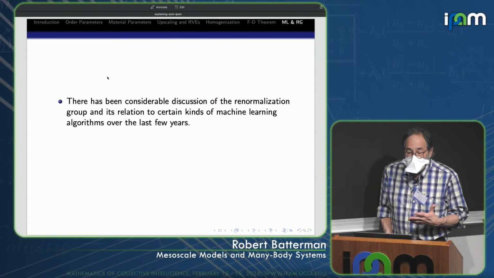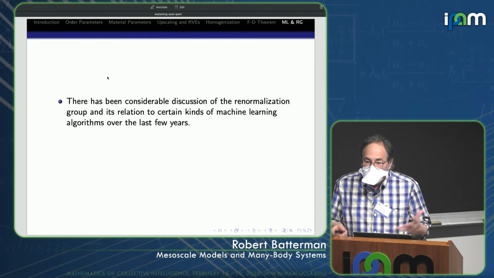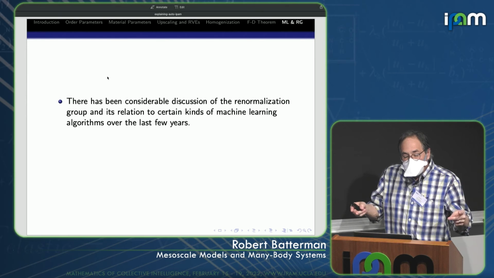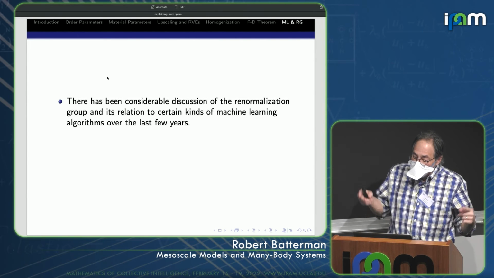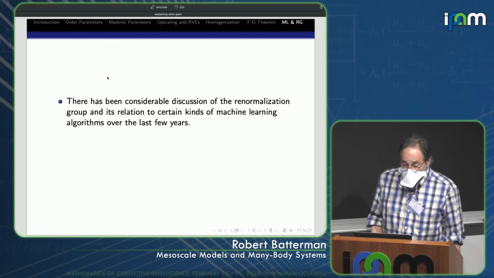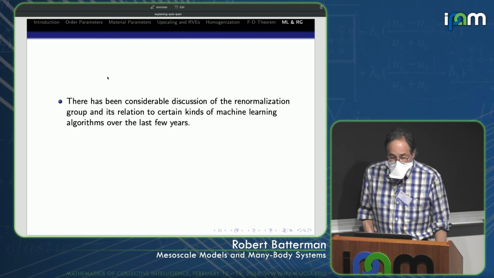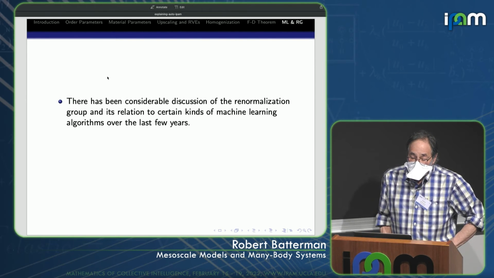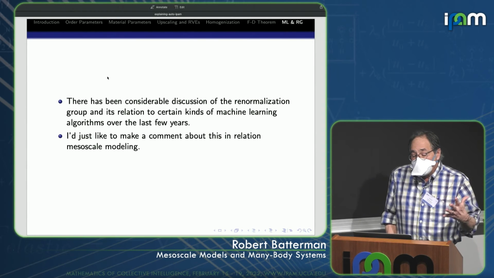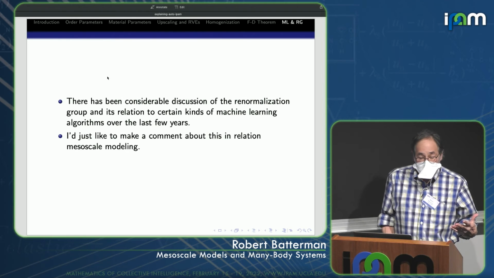All right, so now let me just try to say a little bit about what might be going on in some of the connections between renormalization group and deep neural learning using restricted Boltzmann machines, to the extent that I understand it. So there's been a lot of discussion about this connection, the relation between those two things over the last, say, 10 years. And I just want to make a comment about this relationship, its relationship to this mesoscale modeling that I've been talking about.